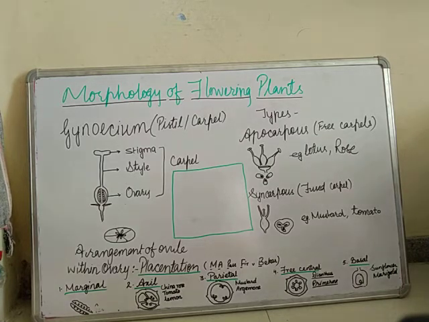When the placenta is in the axis and the ovules are attached to it in a multilocular ovary, you can see here this is a multilocular ovary, locules are there and the ovules are arranged inside the locules. Such a type of placentation is called axile placentation. You can find it in China rose, tomato and lemon.